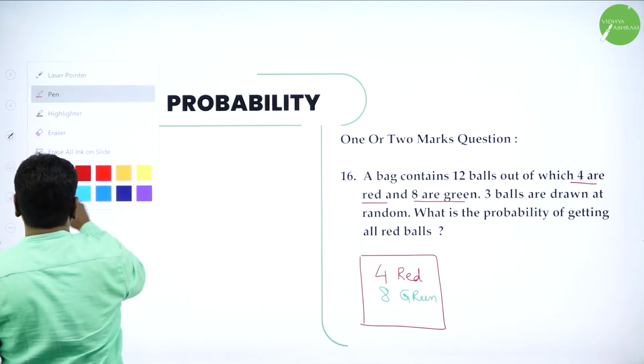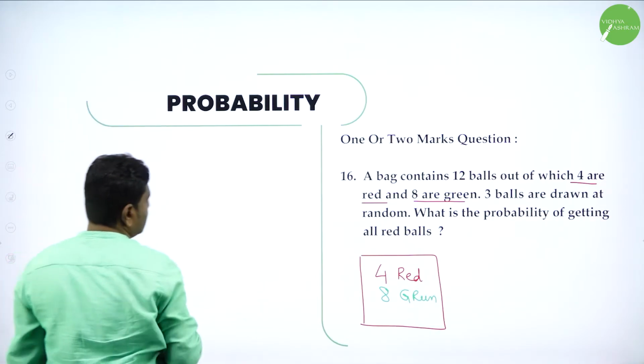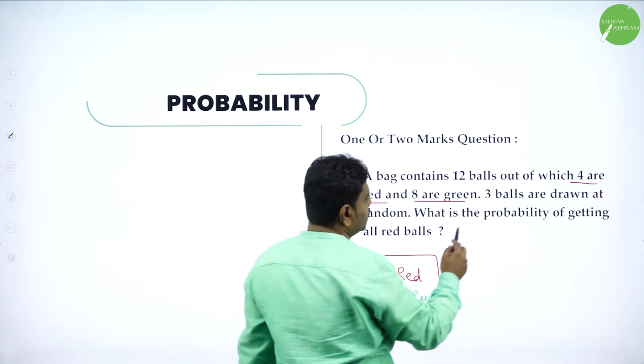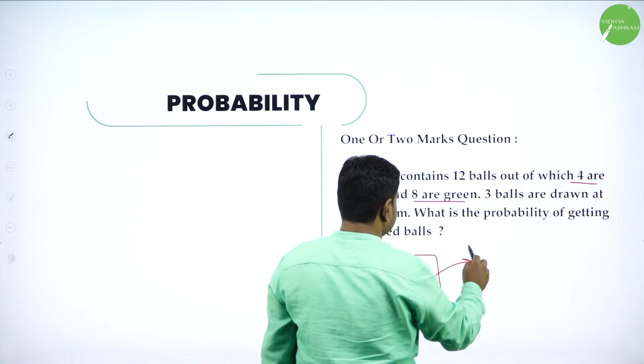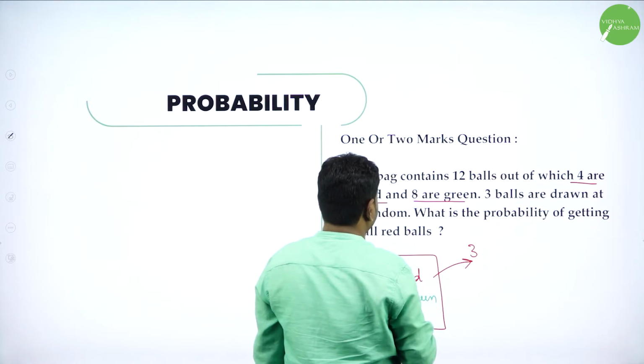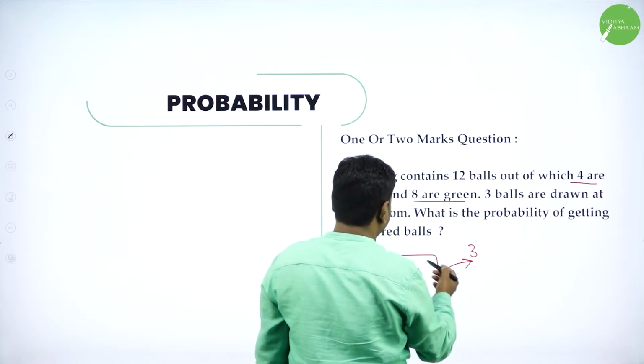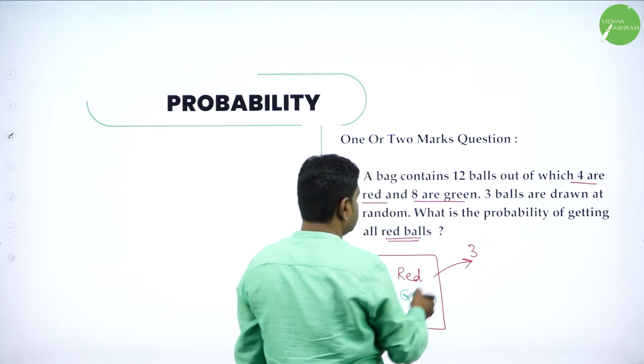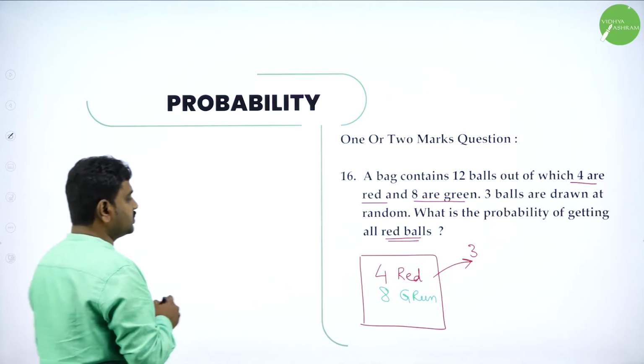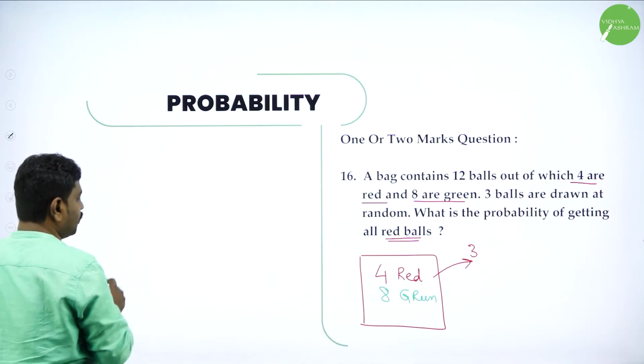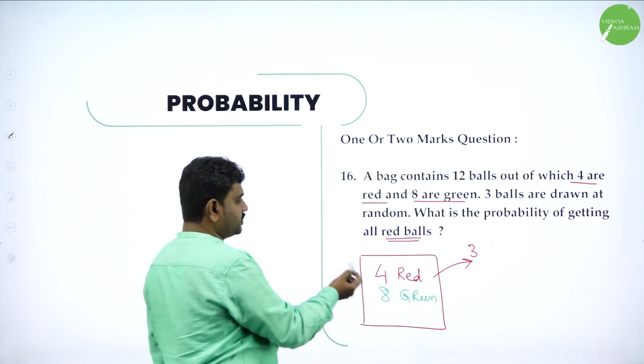From these 12 balls, 3 balls are drawn. You are drawing 3 balls, randomly. What is the probability of getting all red balls? All what? Red balls. Simple. If you want to get all red balls, you have to take from this.